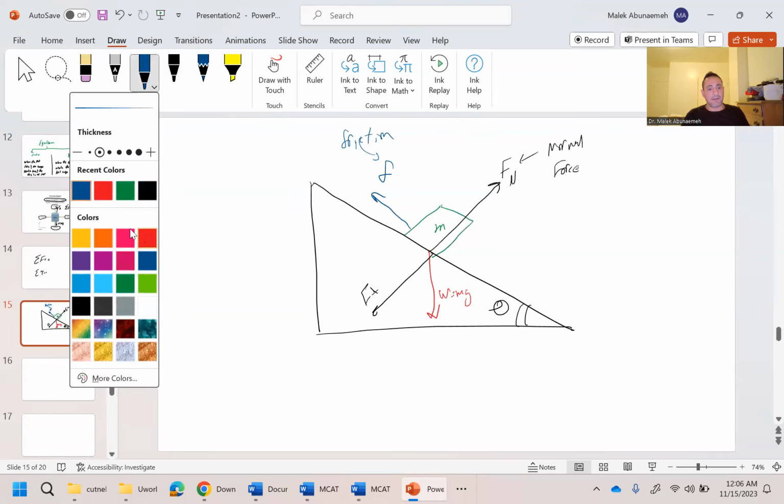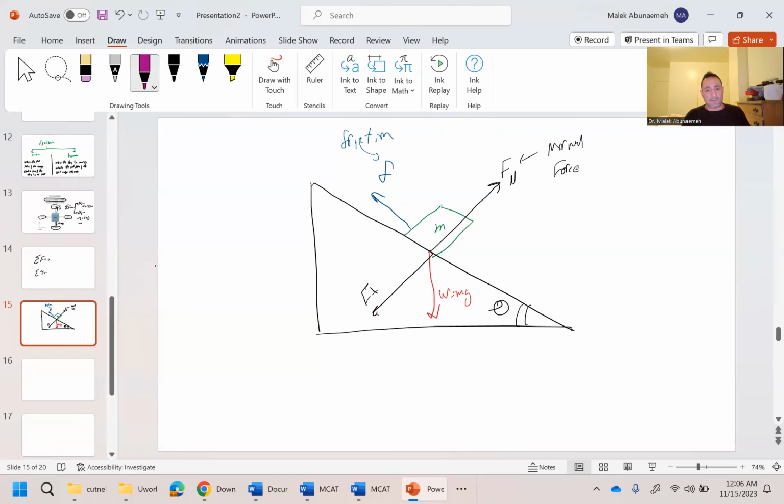Now, let me get a different color. When you connect the lines between the perpendicular force and the weight, you're going to have an angle theta. And this is going to be your parallel force, which acts downwards, opposite of the friction. If this parallel force is equal to the friction, and the normal force is equal to the perpendicular force, this object is going to stay stationary.